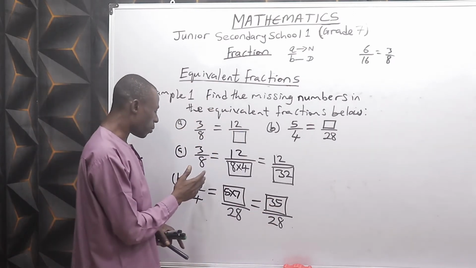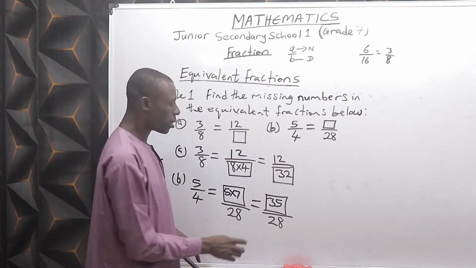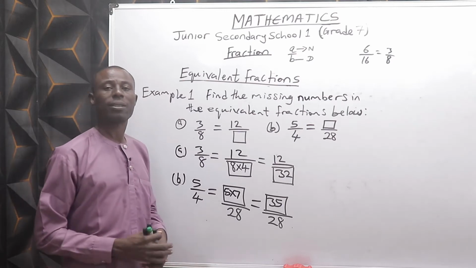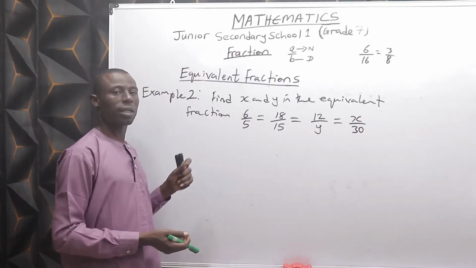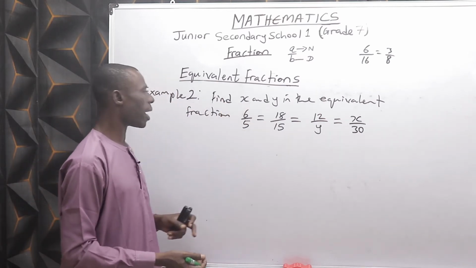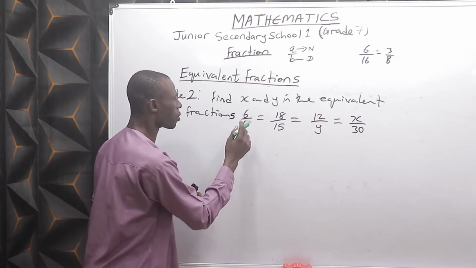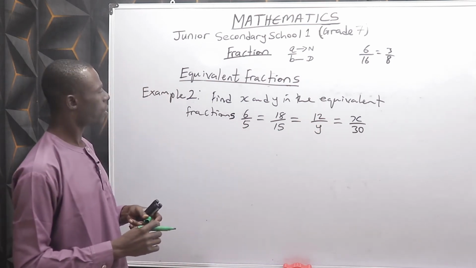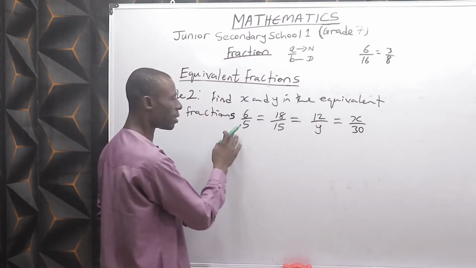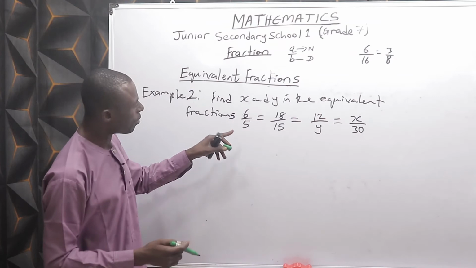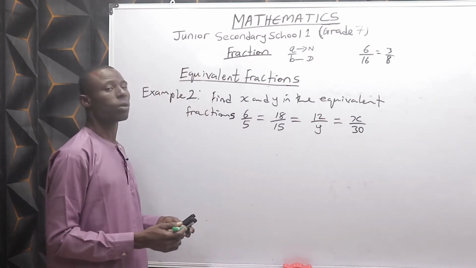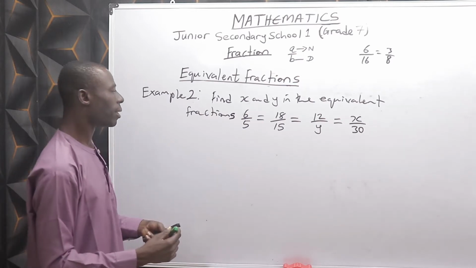And that is why we believe 5 over 4 is equivalent to 35 over 28. That is that. Let's consider this example 2. Find x and y in the equivalent fractions. What do we mean? Find the value of x, find the value of y in these equivalent fractions. We believe that all these fractions are equivalent to one another.